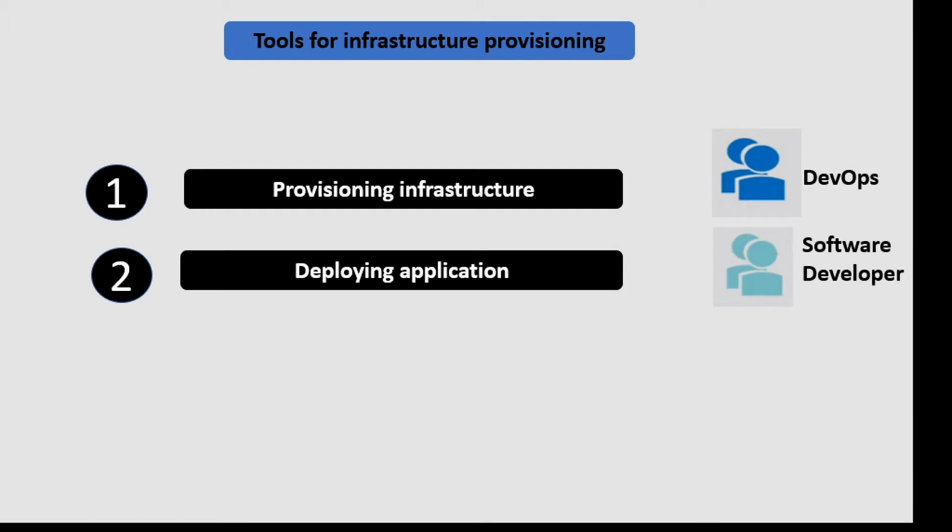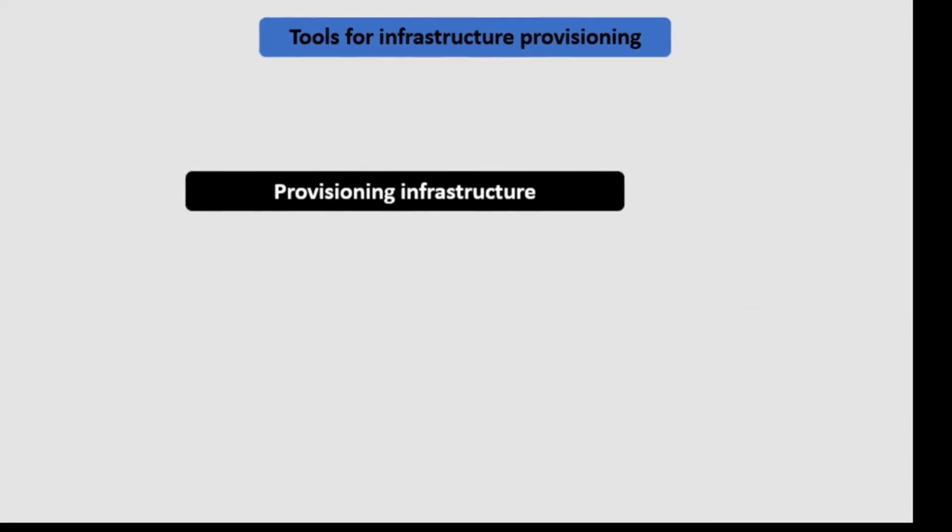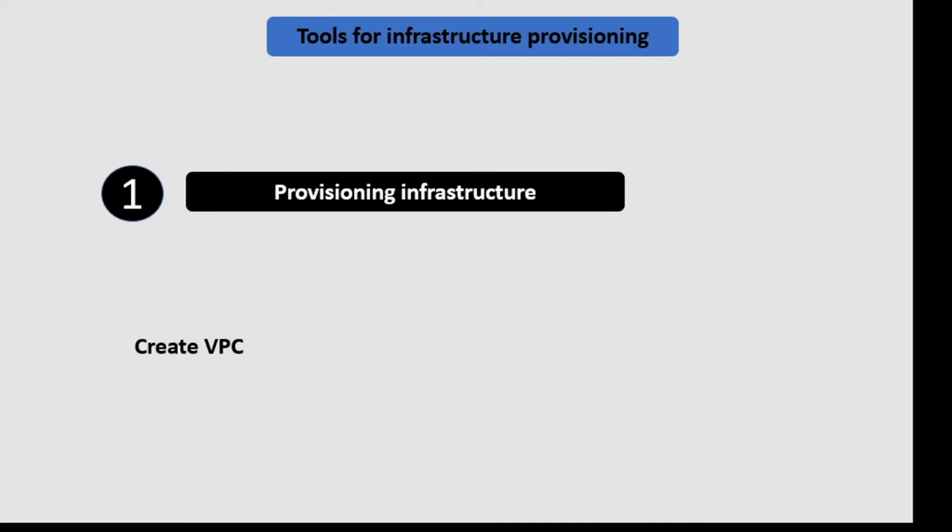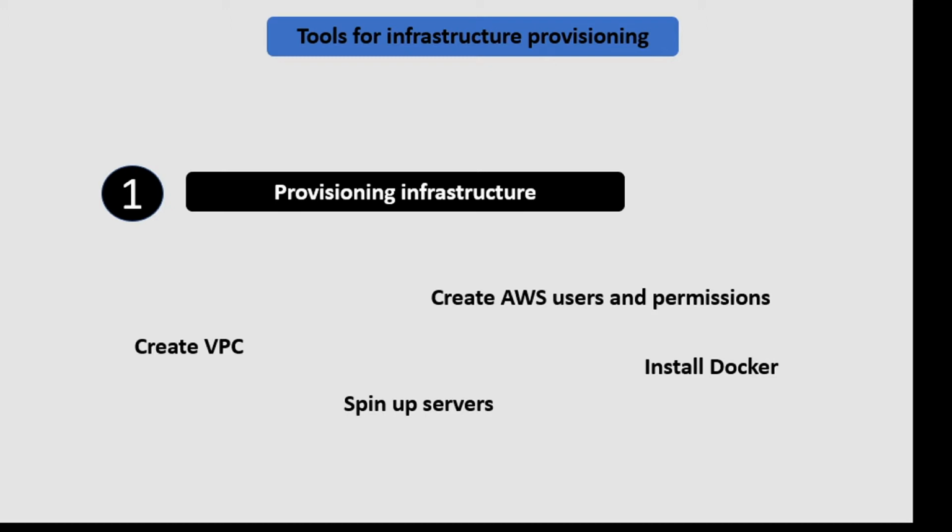So where does Terraform come into this whole thing? Terraform is used for the first part, where you provision the infrastructure to prepare it for the application deployment. Creating the VPC, spinning up the servers, creating the security, the AWS users with their permissions, maybe installing a specific Docker version on servers, etc. And obviously all of this needs to be done in the correct order because one task may depend on the other.